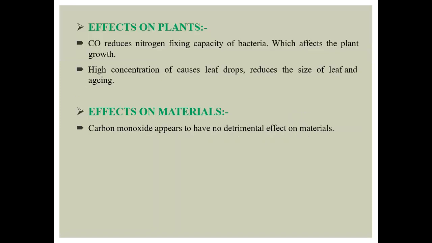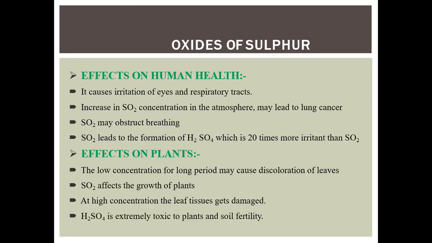Its effect on plants: CO reduces the nitrogen fixing capacity of bacteria, which directly affects plant growth. High concentrations cause leaf drop, reduce the size of leaves, and cause aging. As for the effect on materials, carbon monoxide appears to have no detrimental effects on materials.